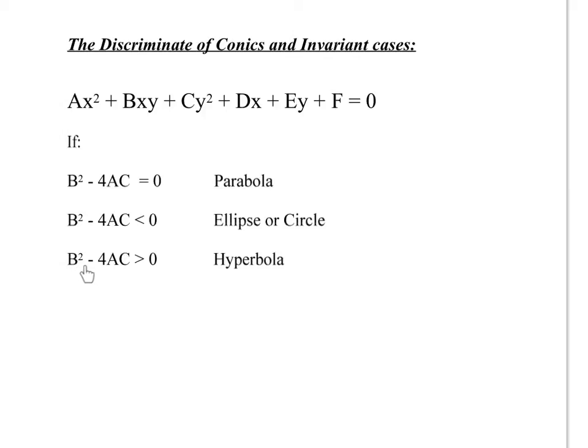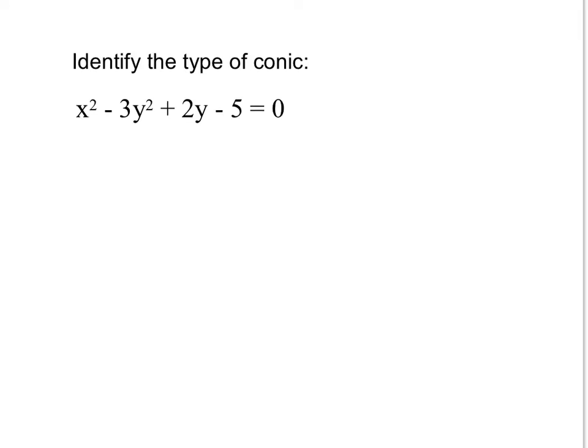And if b squared minus 4ac is positive, then we have a hyperbola. So let's try some. Identify the type of conic. In this case, A is equal to 1. B is equal to 0, so actually we can do this without using the discriminant, but we'll try so anyway. And C is equal to -3.